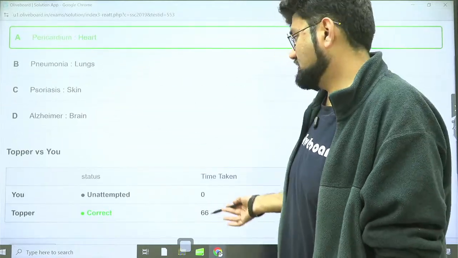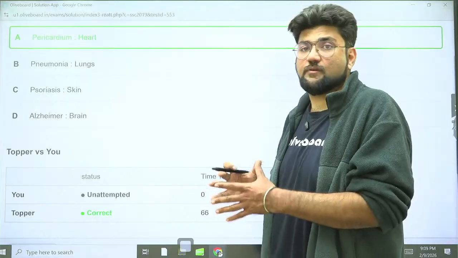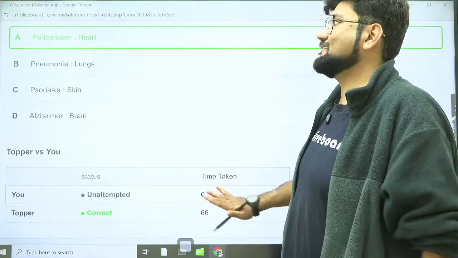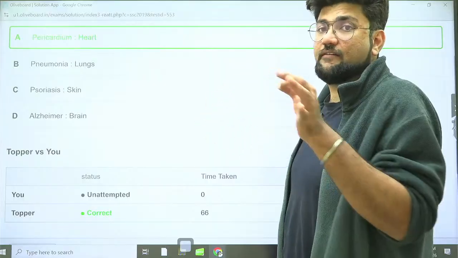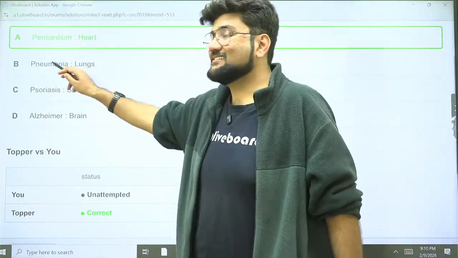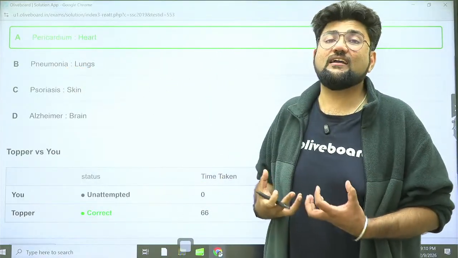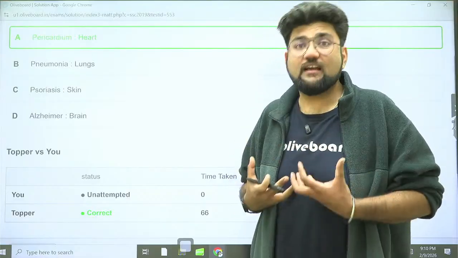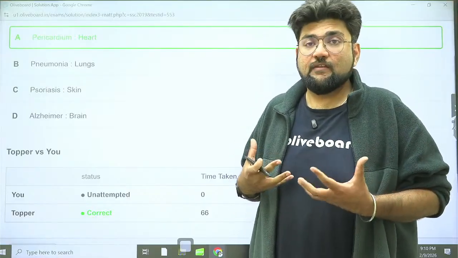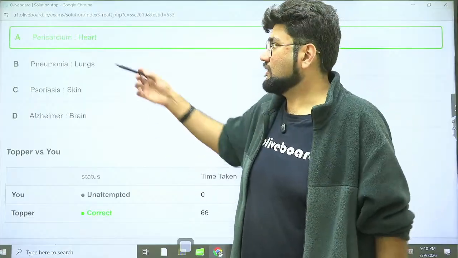Simple. 66 seconds, probably because the person was not aware. 66 seconds is too much for this. This is also a 15-20 second question if you are well aware about the concept. Pneumonia is the disease of lungs where your lungs start filling up with water and then they start swelling, which might lead to other issues, okay, pulmonary issues.